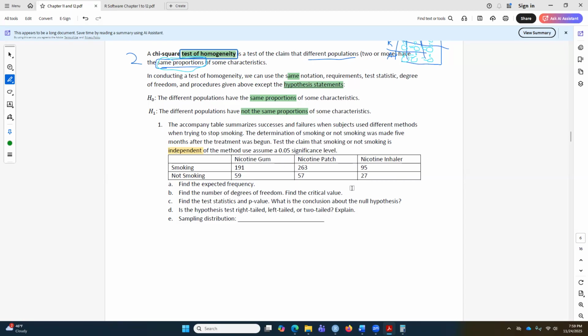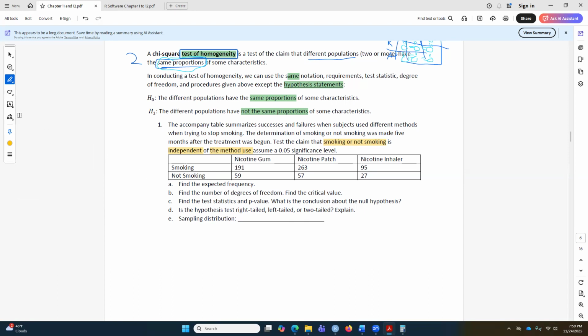So this table below summarizes the success and failures when subjects use different methods when they try to stop smoking. The determination of smoking or not smoking was made 5 months after treatments began. And here is your claim statement. The claim statement is smoking or not smoking is independent of the method used. The methods in this case are nicotine gum, nicotine patch, or nicotine inhaler, and you have to use a 5% significance level.